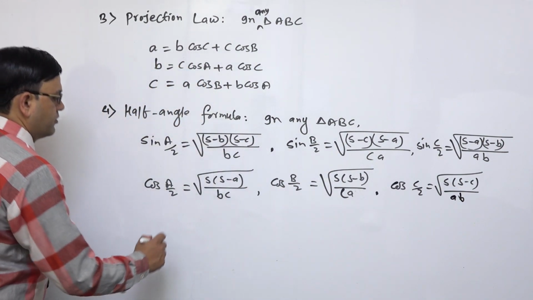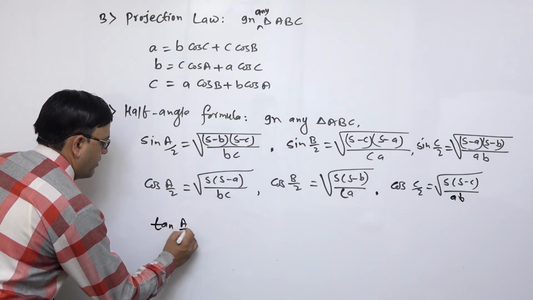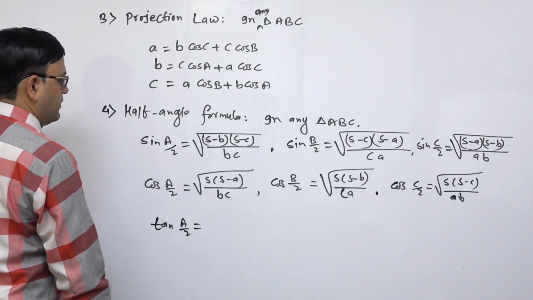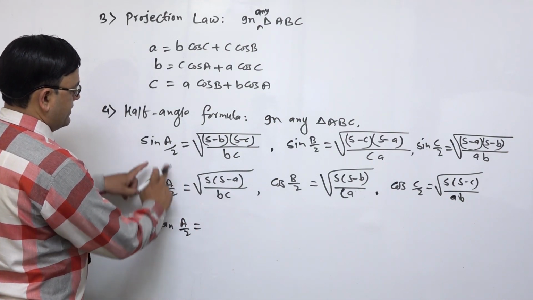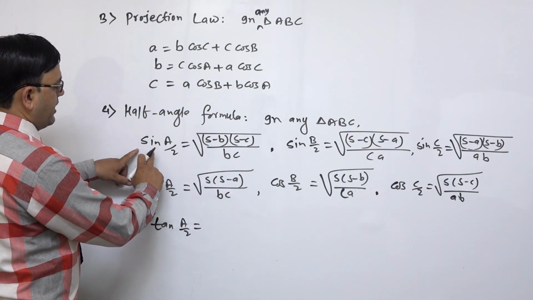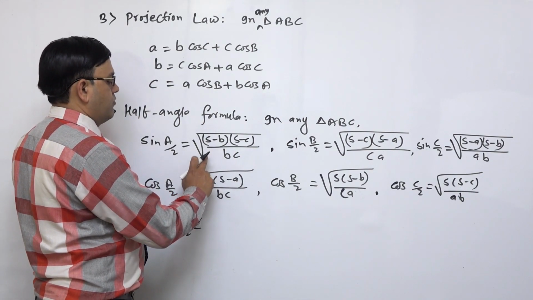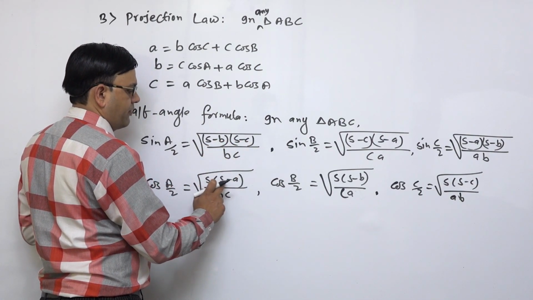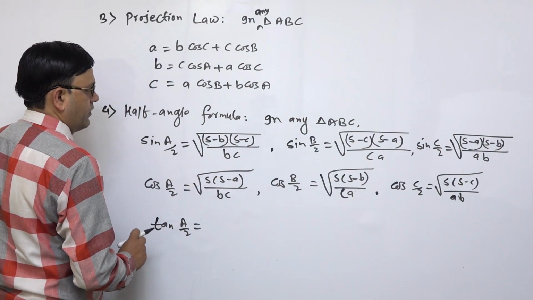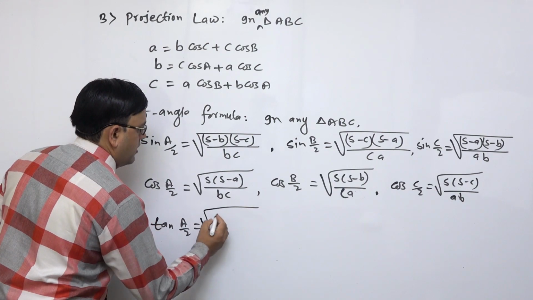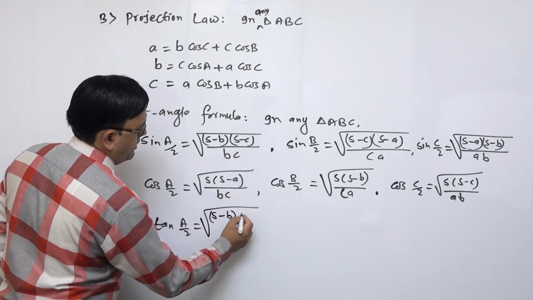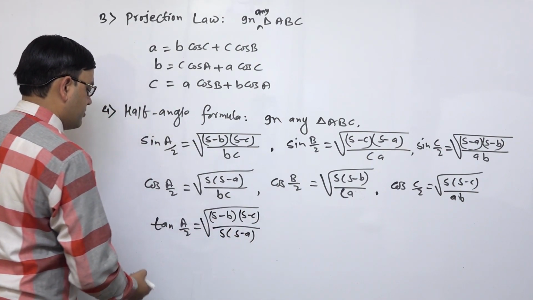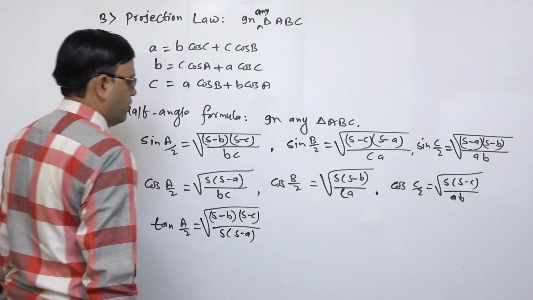And then tan A by 2 is equal to, tan means sine by cos. So sine A by 2 by cos A by 2, that one is root under (s minus b)(s minus c) by bc, cancel. So s times (s minus a). So we can write root under (s minus b)(s minus c) by s(s minus a). This is the formula of tan A by 2.